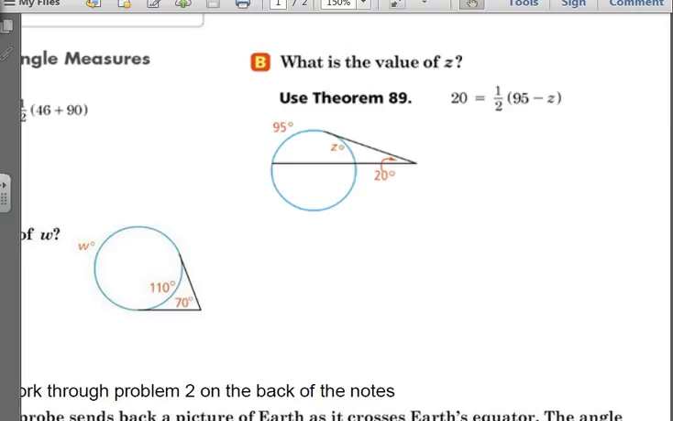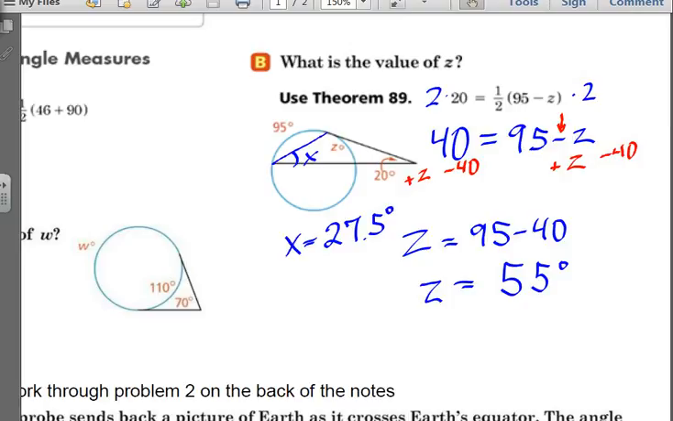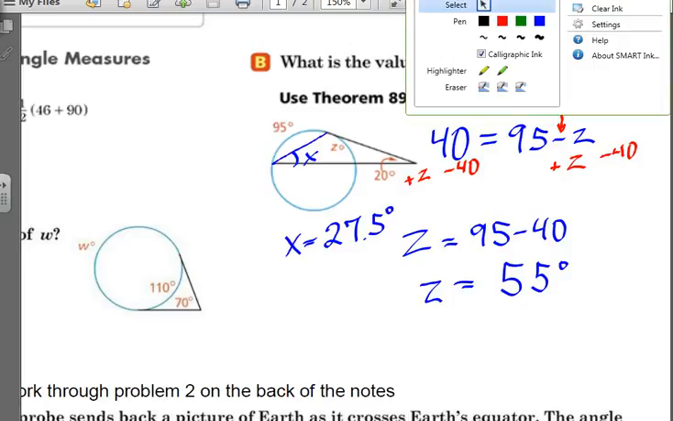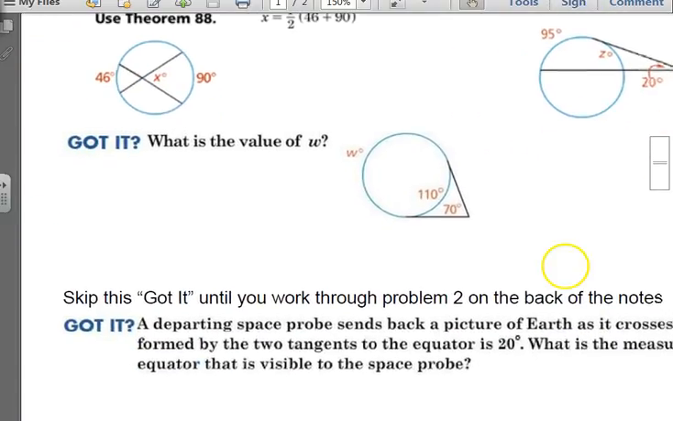Just trying to prep you guys for any of those things. So try the got it. Still uses a corollary to theorem 88. We've got a point exterior of the circle. Both lines appear to be tangent, so we can assume they're tangent.